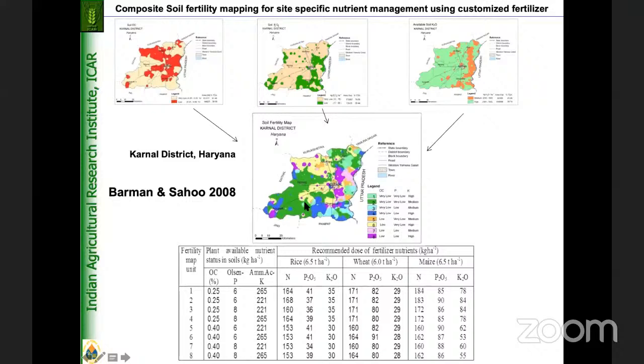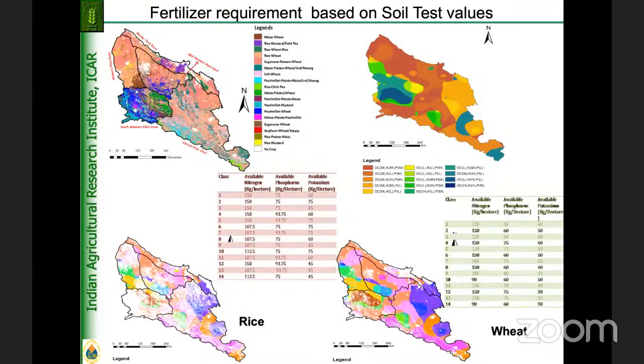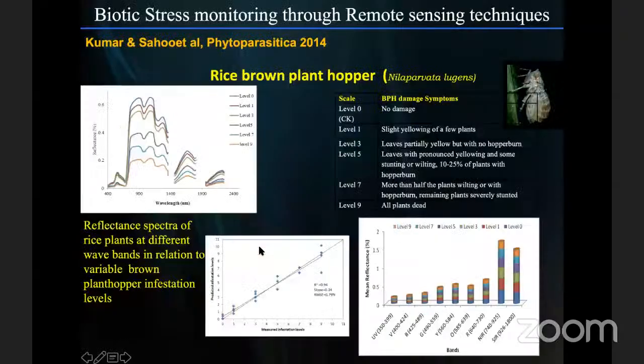Once you generate it, then you can go for modeling. If this is the nutrient status, what should be my fertilizer recommendation? This is what we do, the fertilizer recommendation. The whole Karnal study has been divided into 8 homogeneous units, and accordingly you can go for nutrient application. This is the customized fertilizer you can do. The same thing we try to extrapolate to a larger scale called the Trans-Gangetic Plain, and we could generate all cropping systems, again using time series satellite data, supported by machine learning and random forest classification, and we are able to generate what the recommendations should be for different crops.